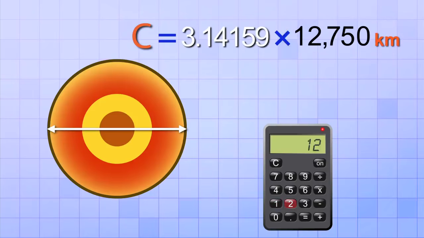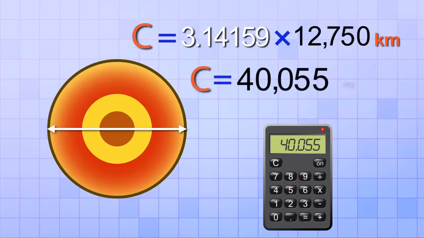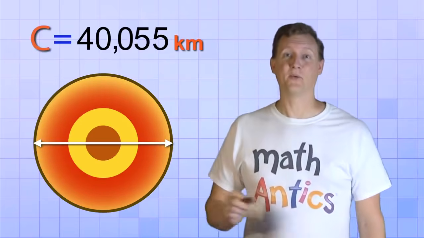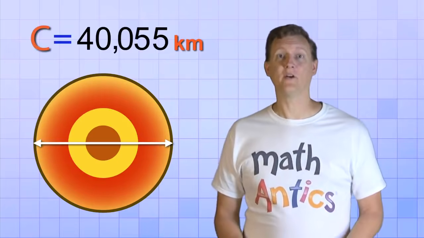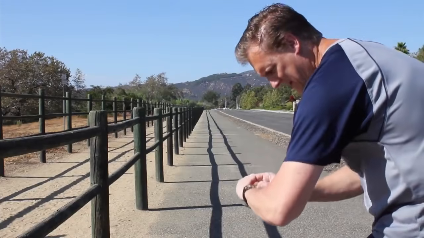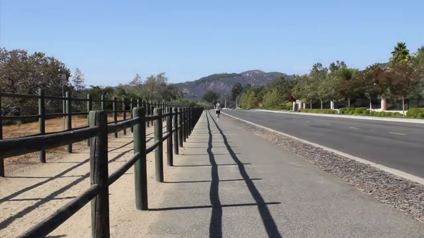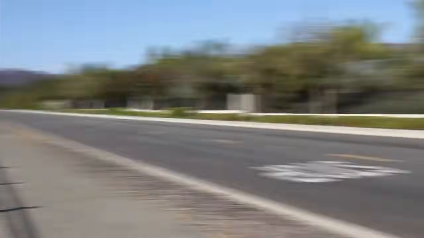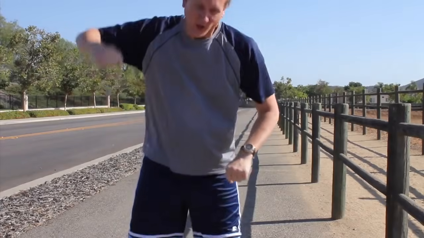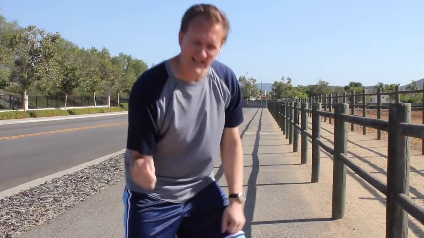So 12,750 times 3.14159 equals 40,055 kilometers to the nearest kilometer. Wow, that's a pretty big circumference. No wonder it takes so long to go all the way around the Earth. Your mark, get set, go! Whew. Yes! 3.14 seconds quicker than last time.